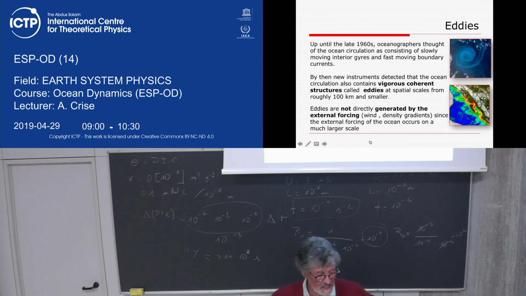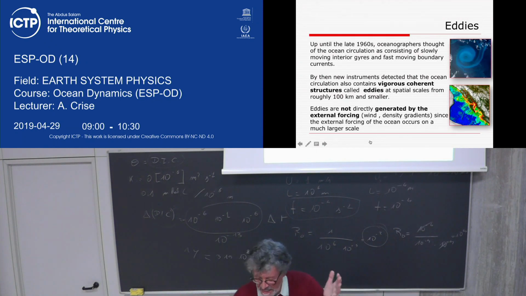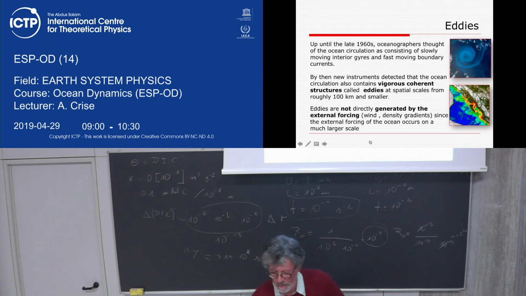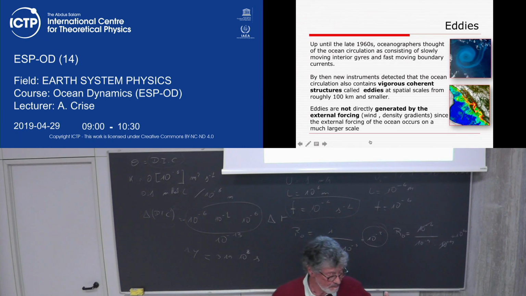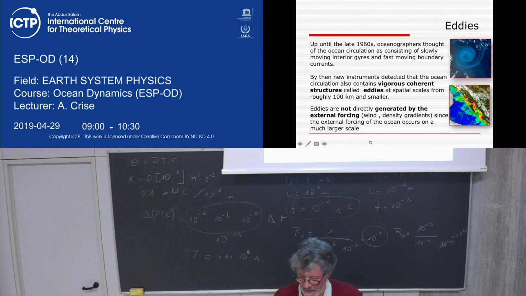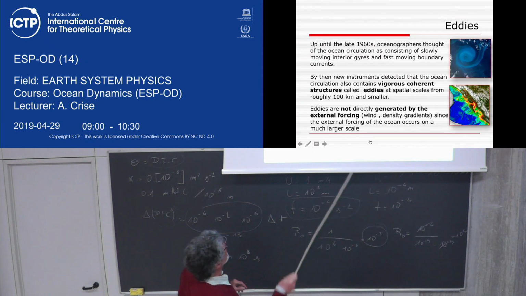And there were two hypotheses. The ocean interior was quiescent, no current, no life. Until the 19th century, they didn't think that anything living could live beyond 100 meters, except some whales and so on. And the idea that you could have instability to create eddies was not present. So until the 60s, the eddy was not considered as an important feature.